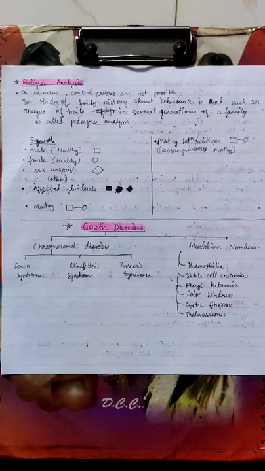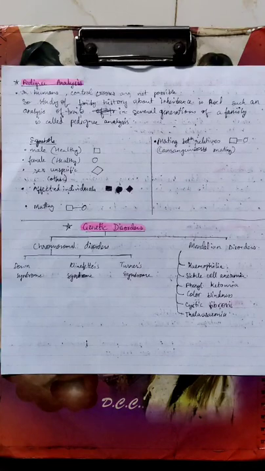In human genetics, pedigree study is utilized to trace the inheritance of a specific trait, abnormality, or disease. Now we can see the symbols that are used in pedigree analysis. Further, we will discuss genetic disorders.